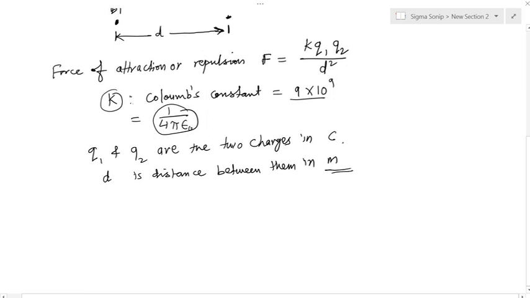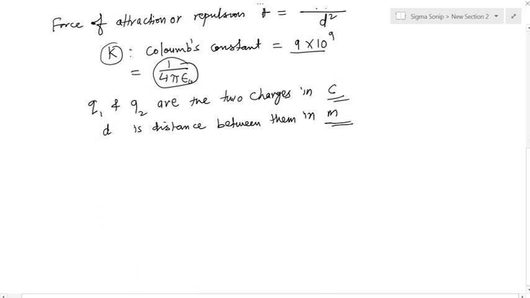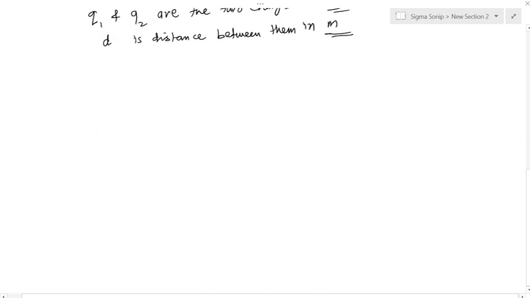So we have to be careful to use our units correctly. So let's look at a few examples. Suppose this is my example number 1. Suppose I've got a 3 millicoulomb charge here. Let me call it Q1, and the other one is a minus 4 microcoulomb charge, which I call Q2, and the distance between Q1 and Q2 is 2 meters.